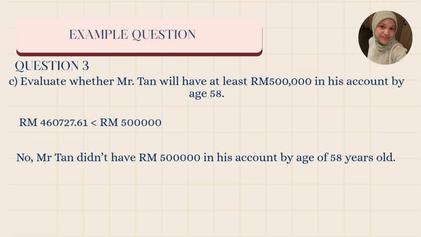Now let's evaluate whether Mr. Tan will have at least 500,000 in his account by the age of 58 years old. From calculation A, we know the future value is 460,727 ringgit and 61 cents. This is less than 500,000. So no, Mr. Tan didn't have 500,000 in his account by the age of 58 years old.